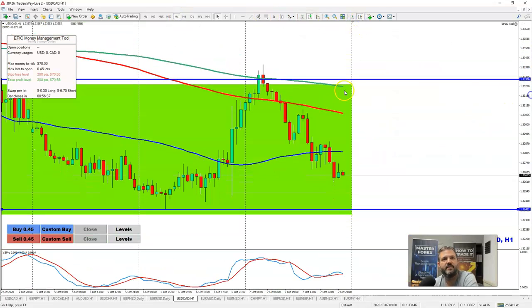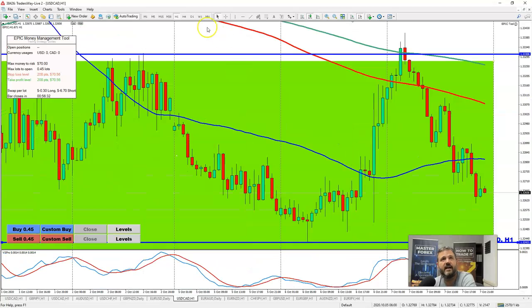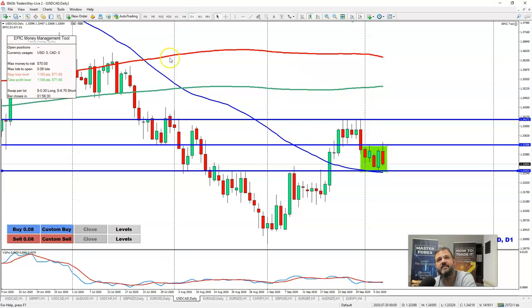So with that being said, I'm currently biased on this to the downside. Why? Because it's a downtrend. It is currently at resistance, so I don't really know. It could bounce off this level many times, so I'll trade that. But that's my bias. But I don't know when it's going to happen. It could go like this. It could go sideways for a long time.